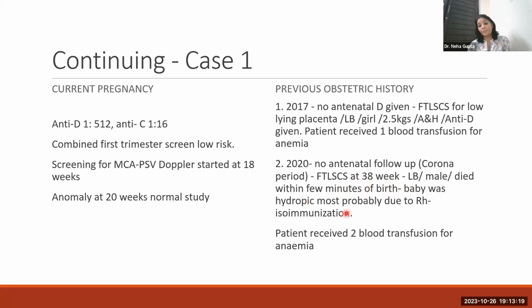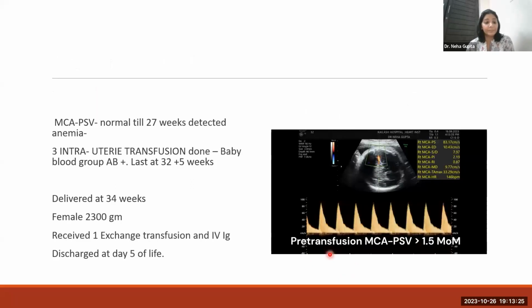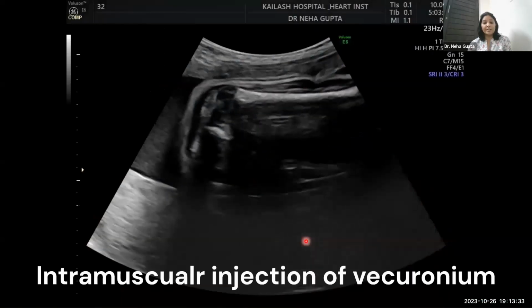The baby was hydropic, most probably due to Rh isoimmunization, and she received 2 blood transfusions for anemia in that pregnancy. Her MCA PSV was normal. She was detected with anemia at 27 weeks, and she was a candidate for intrauterine transfusion.